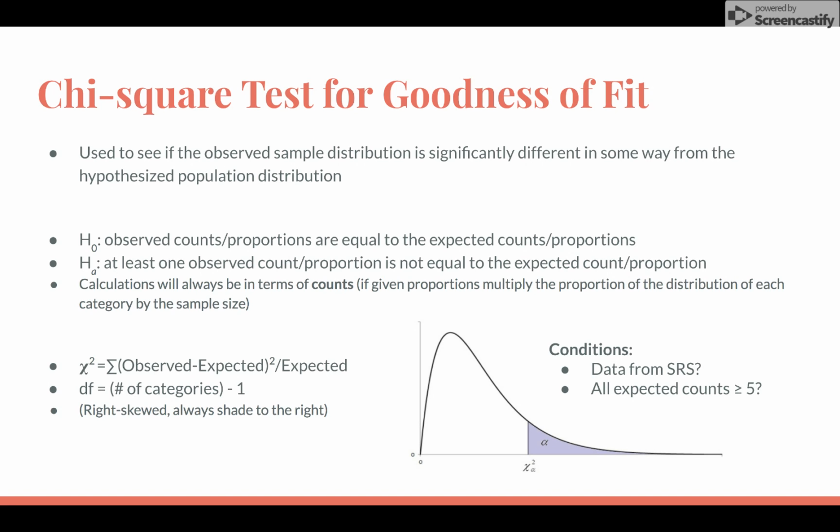The degrees of freedom for this particular test is number of categories minus 1, and the formula is the same for all three tests, which is chi-squared equals the sum of the observed minus the expected squared divided by the expected, and a chi-squared distribution is right skewed, and you would always shade to the right. For part 4, you talk about your conclusion based on the p-value, and you would either determine that the observed counts or proportions are equal to the expected counts or not.